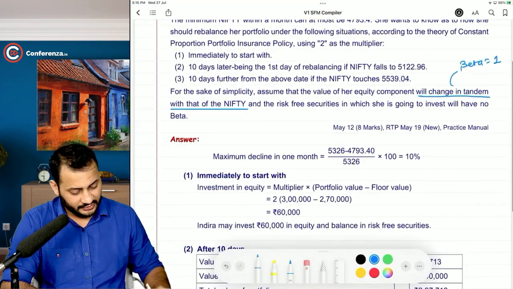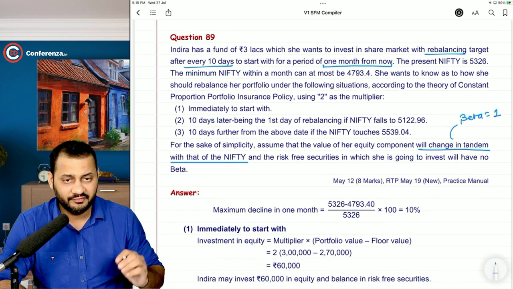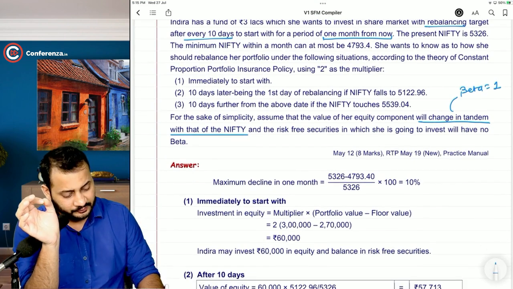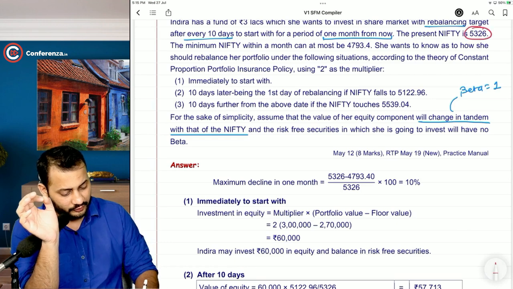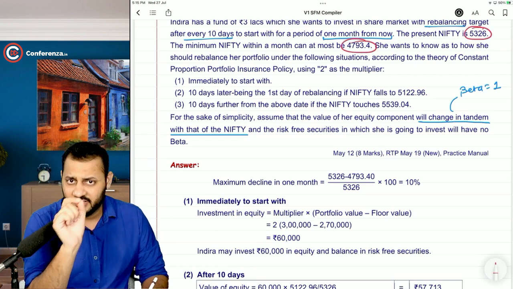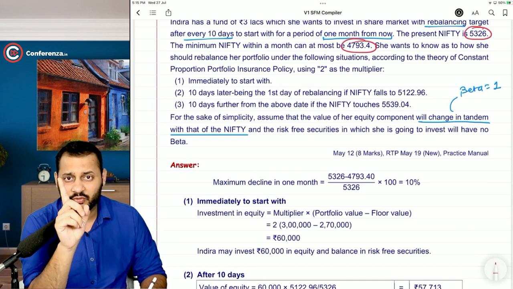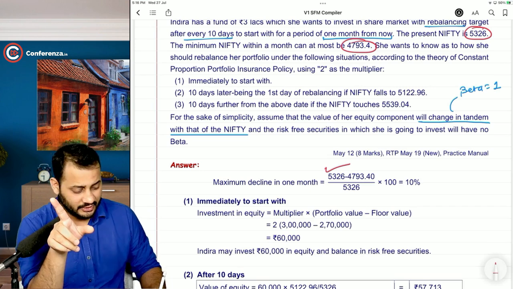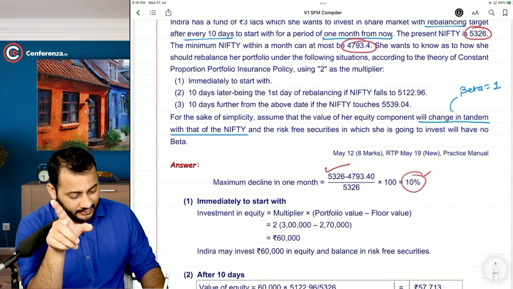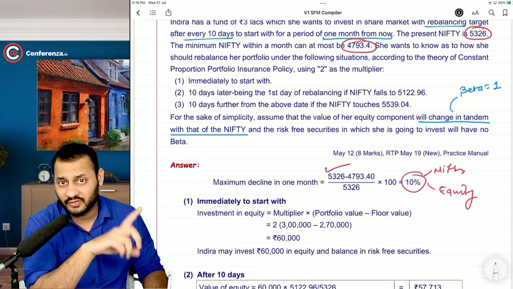So let's start with the question first. It's very simple. The very first part that we are going to do is we will have to find out the floor value. See, it is 5326 now, and in a month it can go down to 4793.4. The moment you calculate the difference, it will come to 10%. If the Nifty is changing by 10%, equity will also change by 10% because the beta is 1.